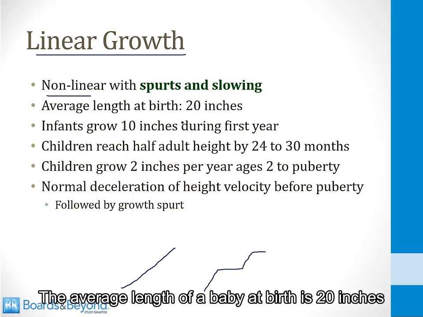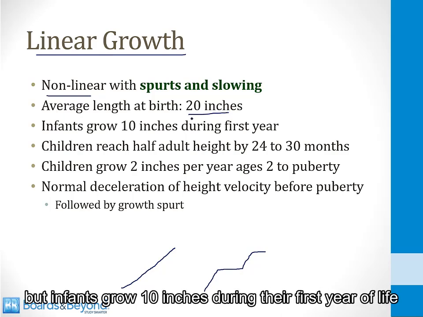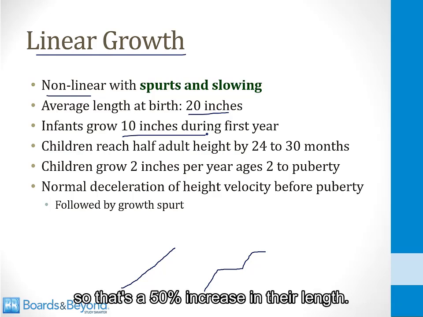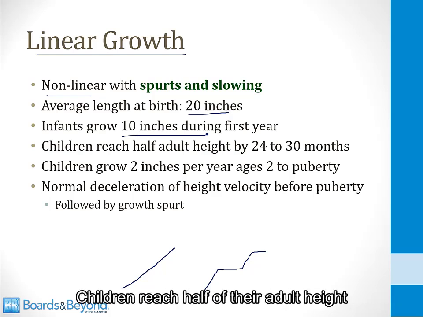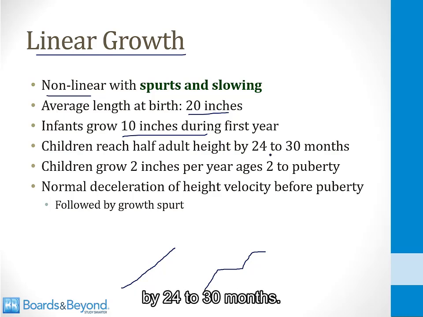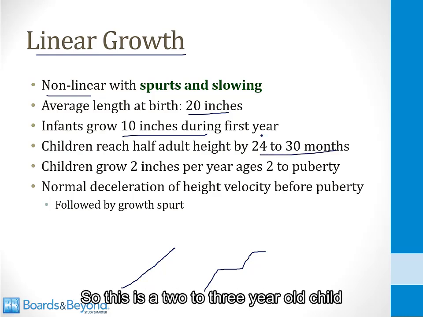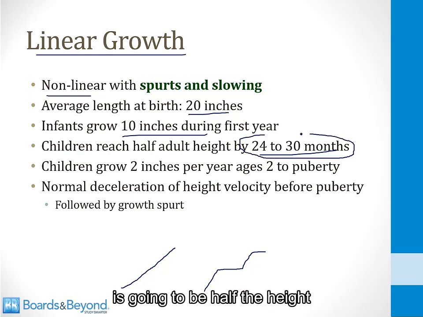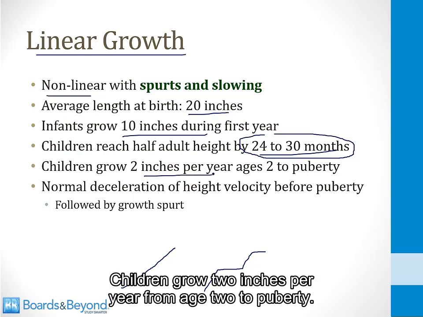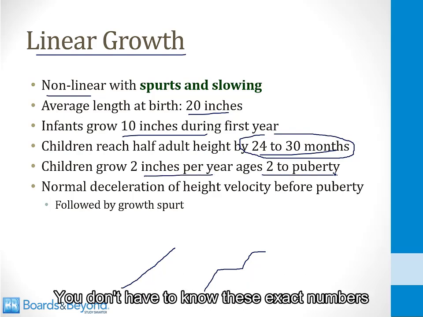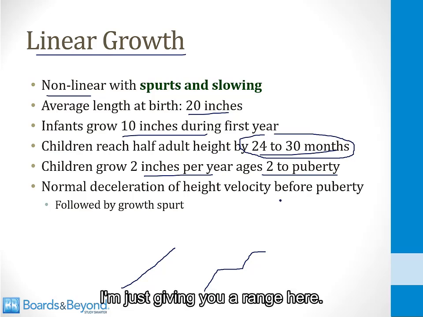The average length of a baby at birth is 20 inches, but infants grow 10 inches during their first year of life, so that's a 50% increase in their length. Children reach half of their adult height by 24 to 30 months. So a 2 to 3-year-old child is going to be half the height it will ultimately be as an adult. Children grow 2 inches per year from age 2 to puberty. You don't have to know these exact numbers. I'm just giving you a range here.